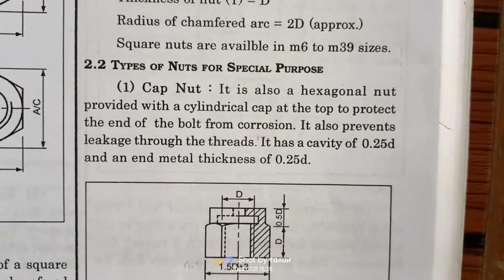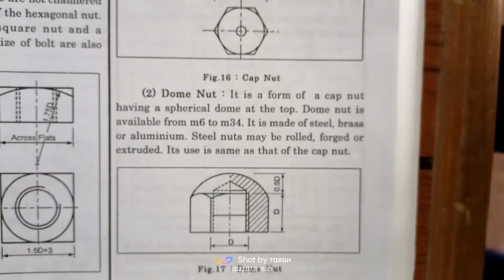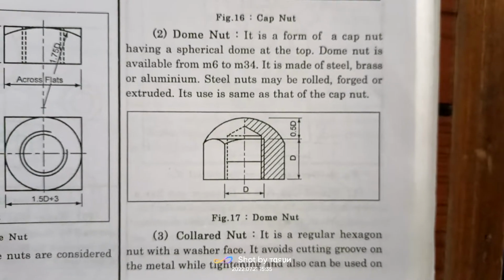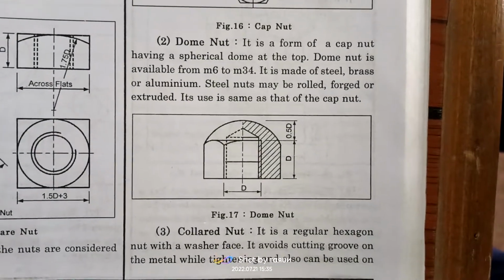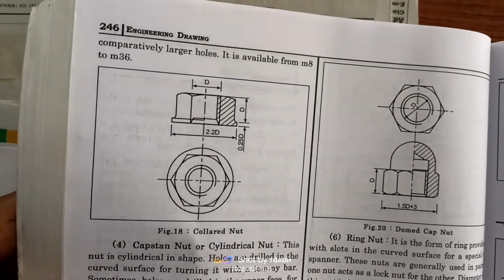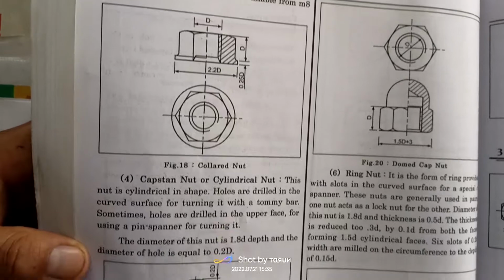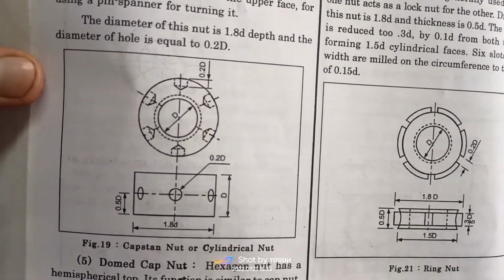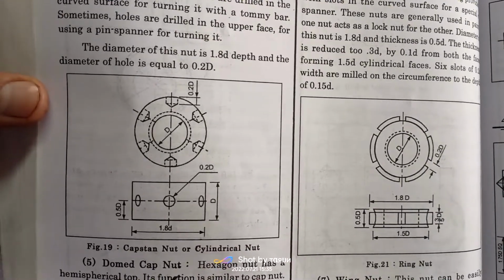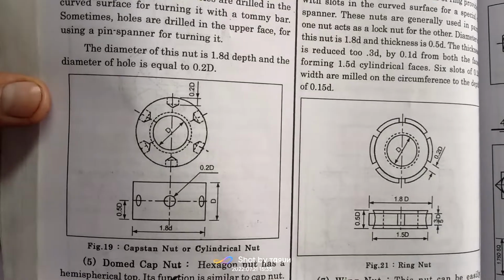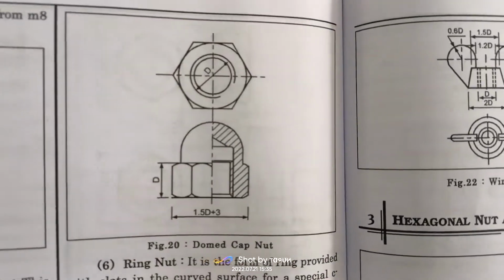Next is the cap nut. Next is our dome type nut. This is our dome type nut. The height of the head is 0.5 T. This is our collared nut. Next is our capstan nut. We know the capstan lathe and turret lathe; a capstan nut is used here. Next is the dome cap nut.